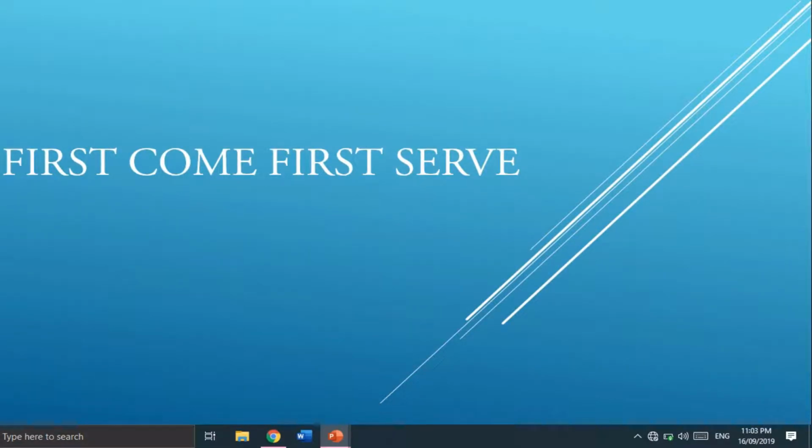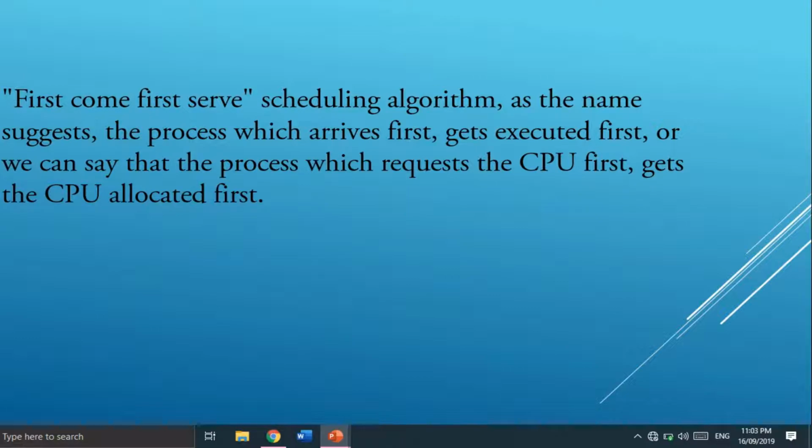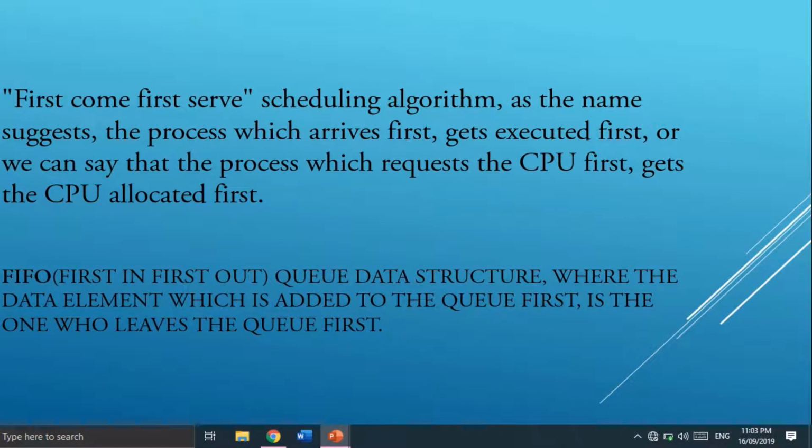First come first serve. First come first serve scheduling algorithm, as the name suggests, the process which arrives first gets executed first. Or we can say that the process which requires the CPU first gets the CPU allocated first. In other words, it is a first in first out queue data structure, where the data element added to the queue first is the one that leaves the queue first.